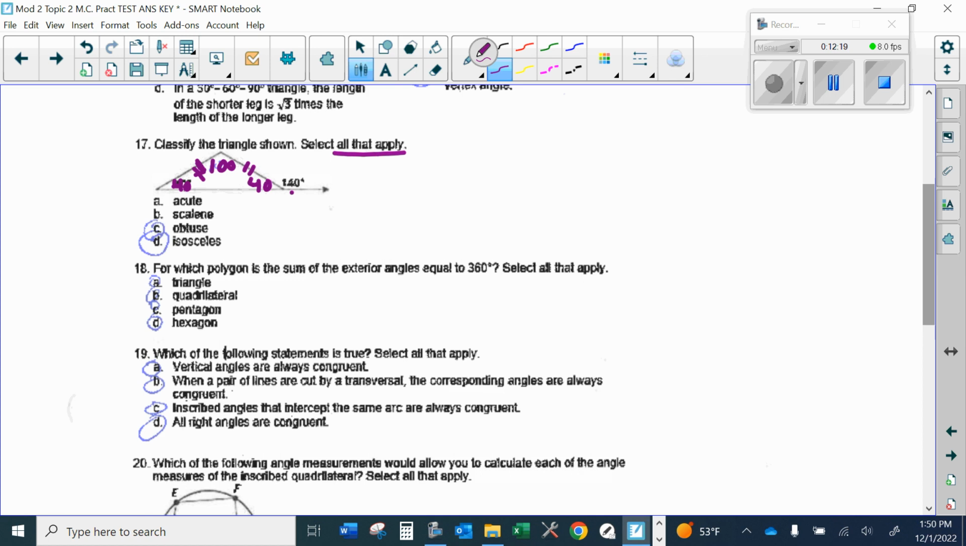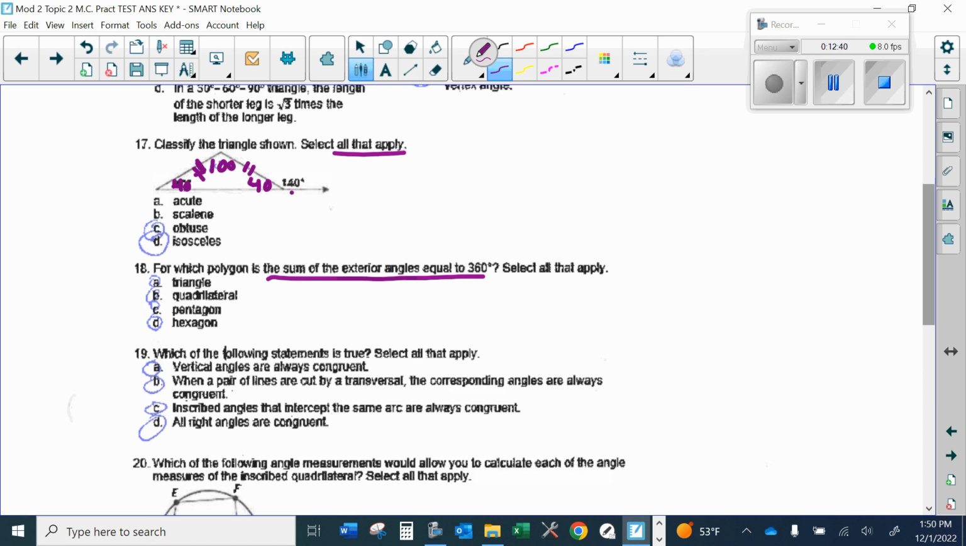For which polygon is the sum of the exterior angles equal to 360? The sum of all the exterior angles of any polygon is always equal to 360. So that's why all are selected. It wouldn't matter if it said 50 sides, 60 sides, 100 sides. The sum of the exterior angles is always 360.